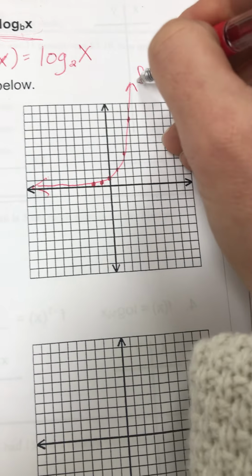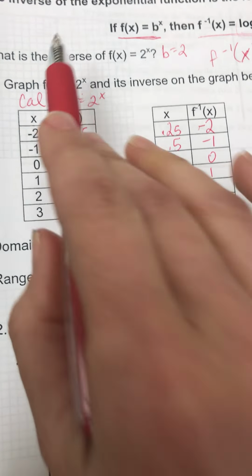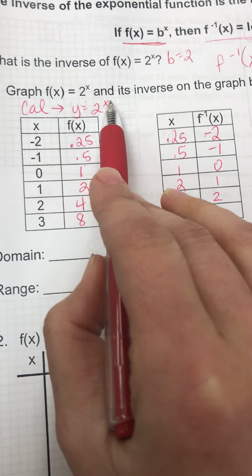Okay, and I'm going to label it. That's my f of x. That was this column where it says f of x, which is 2 to the x.